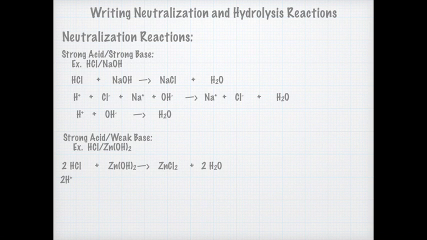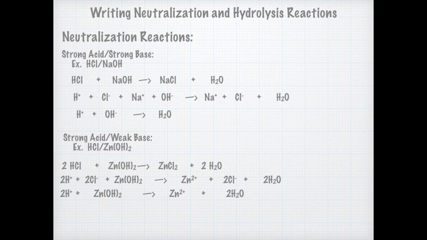So I've got 2 hydrogen ions plus 2 chloride ions reacting with zinc hydroxide. Zinc hydroxide is a weak base, so it's a weak electrolyte, and therefore it's not going to break up into its ions. That produces zinc chloride, which is soluble, so it's going to be zinc ions plus chloride ions, and water. The only spectator ion I can eliminate is the chloride, because everything else changes over the course of the reaction. So I've got 2 hydrogen ions reacting with zinc hydroxide, which produces zinc ions and water.